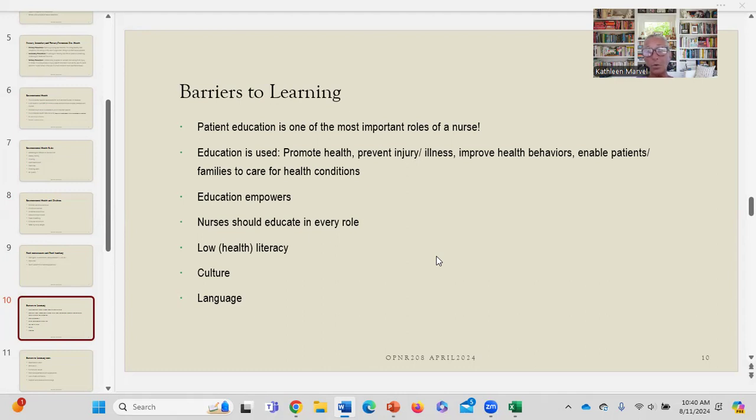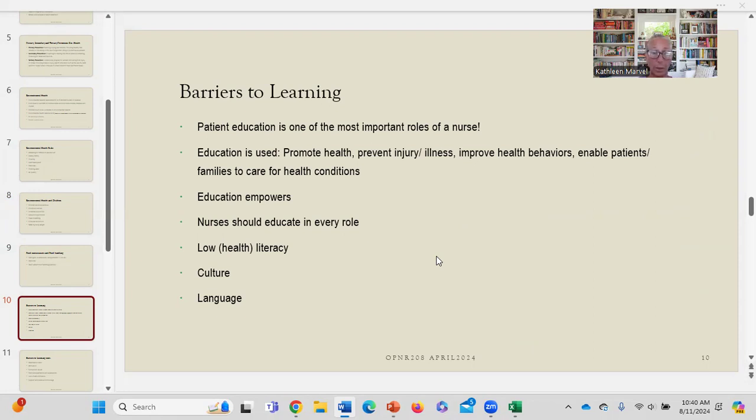We know that when patients take personal responsibility for their health, they're much more effective in making the changes necessary to move towards improved health, right? We know that education empowers our clients with knowledge and motivation, helps them take personal responsibility, right? As nurses, we're essentially educating in really every role we're in, right?